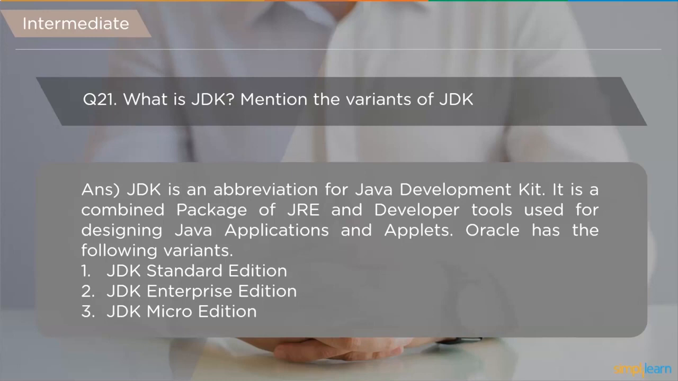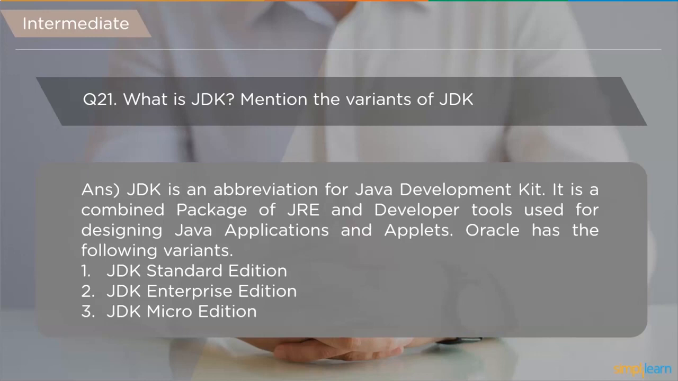The first one is the JDK Standard Edition, which is normally used by beginners and intermediate developers. Next, after the JDK Standard Edition, we have the Java Development Kit for Enterprise. This Enterprise Edition is used by professional Java developers for developing Java-based applications and frameworks. The last one is the Java Development Kit Micro Edition.